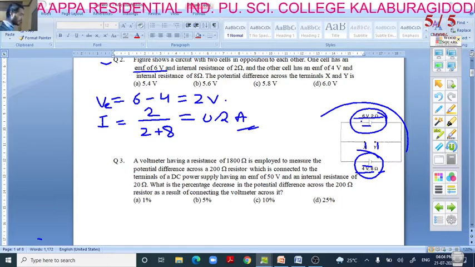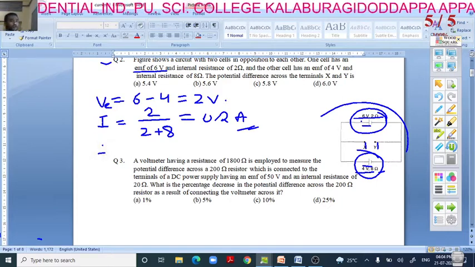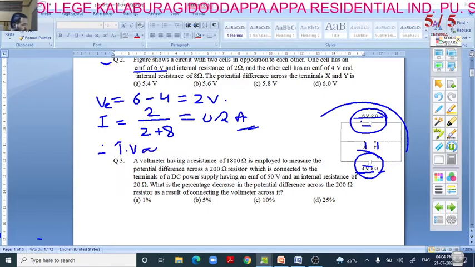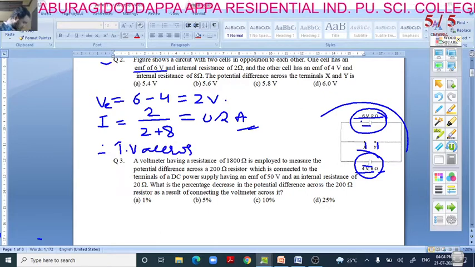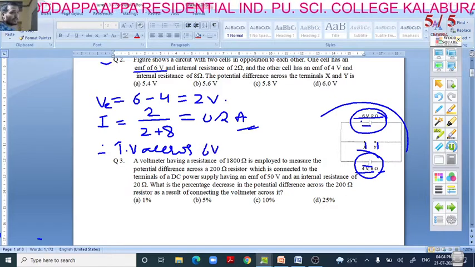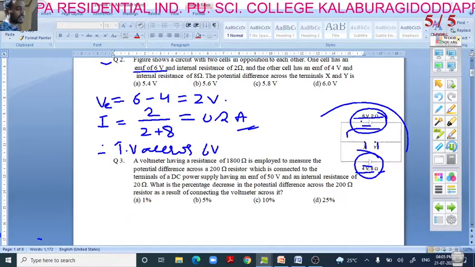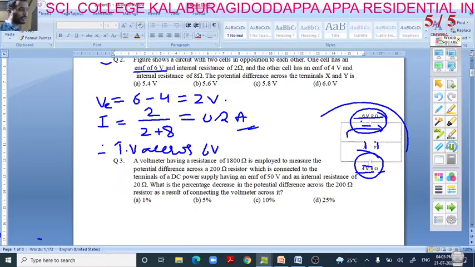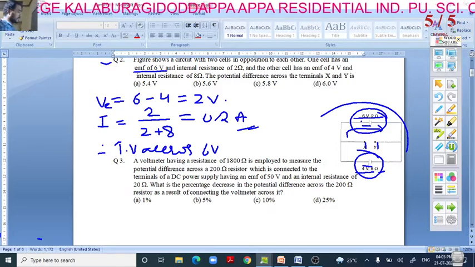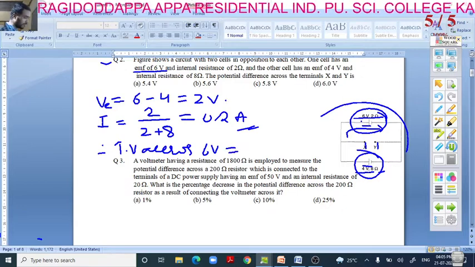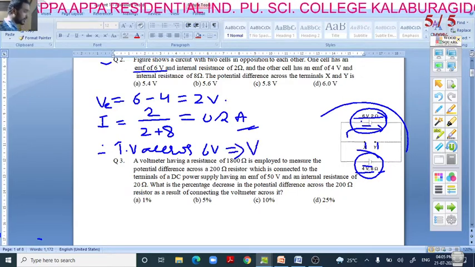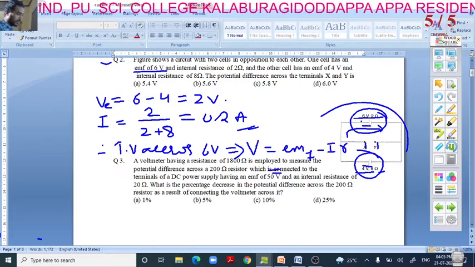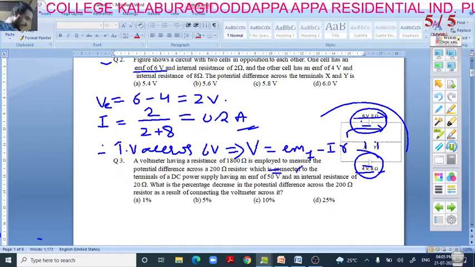Therefore, now I will define the terminal voltage across the 6 volt cell as well as the 4 volt cell. Terminal voltage across 6 volt, here in this cell. See, if this is the direction of the current flowing, the current flows from higher side to lower side, positive to negative. So that means the cell is charging here. So during charging, terminal voltage V is equal to EMF minus I into R.